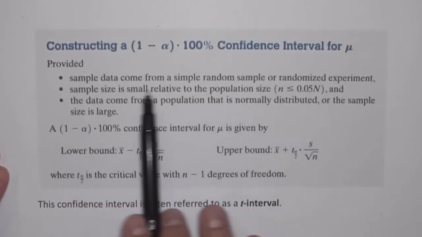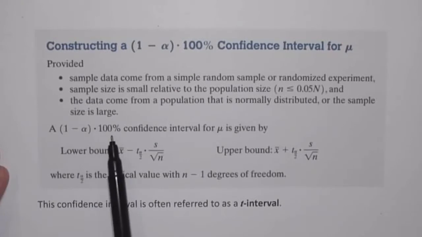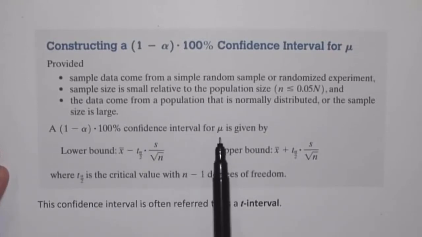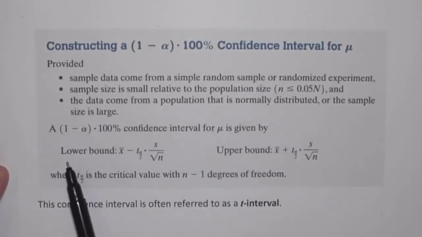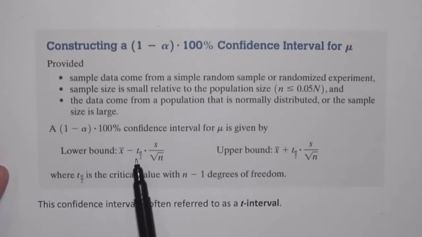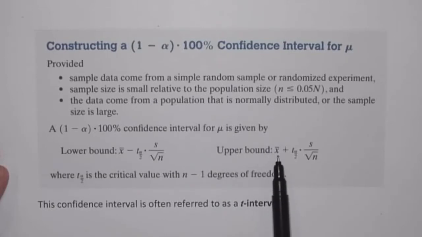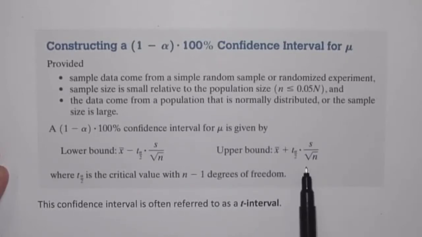Anyway, as long as these three conditions are met, a 1 minus alpha times 100% confidence interval for mu is given by our lower bound for our confidence interval will be our point estimate, x bar, minus t sub alpha over 2 times s over the square root of n, that's our margin of error. And our upper bound will be our point estimate, x bar, plus t sub alpha over 2 times s over the square root of n. Again, that's our margin of error.